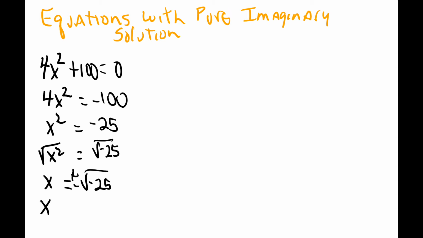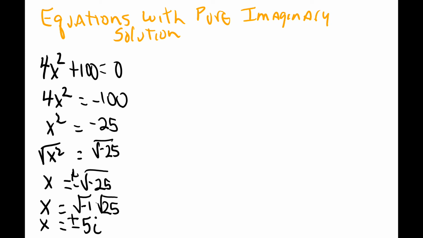Now, if I'm looking at the square root of negative 25, I can break that down into the square root of negative 1 times the square root of 25. And I know from what we've previously learned that the square root of negative 1 is i, and I can also determine that 25 is a perfect square, that's 5 times 5. So x is going to equal plus or minus 5i. All right, not too bad. Let's look at one more.